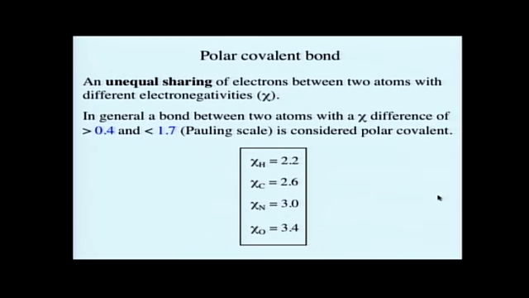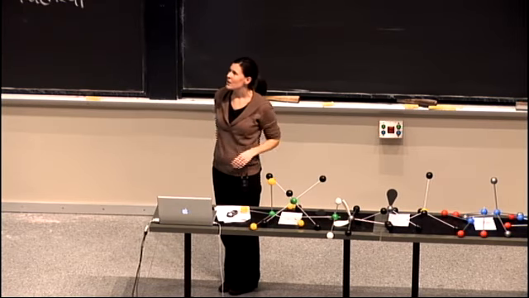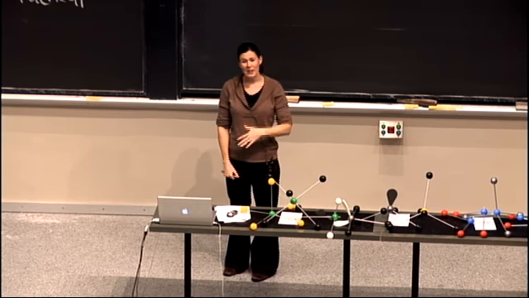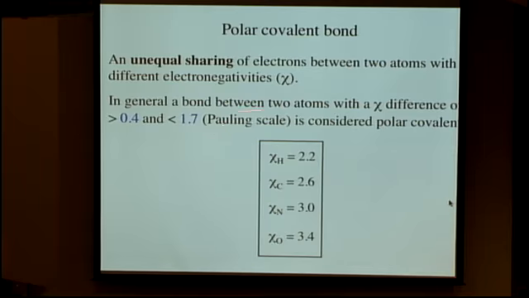So for example, if we compare the chi values for hydrogen versus carbon, we see they only have a difference of 0.4. 0.4 is not greater than 0.4, so we would not say the C-H bond is polar covalent. We would just call it covalent. In contrast, if we talk about a carbon-oxygen bond, now we have a chi difference of 0.8, so that is greater than 0.4, so we'll call a carbon-oxygen bond polar covalent.